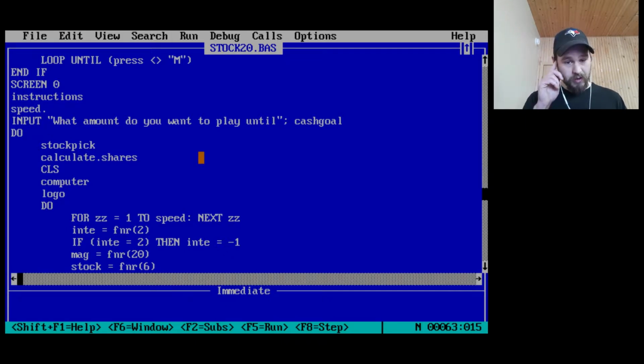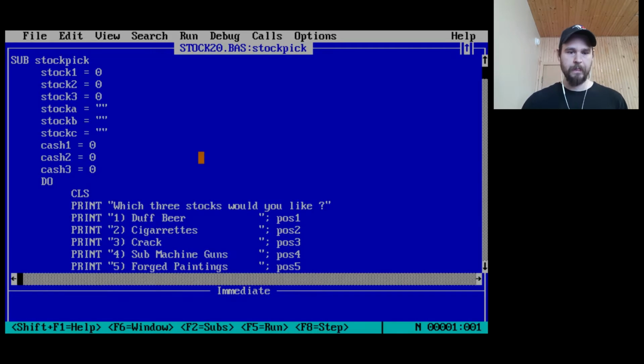Okay, what amount do you want to play until your cash goal? Okay, then in our loop, stock pick. So stock 1, 2, 3, stock ABC are empty strings. I'm assuming that's the name, and then cash 1, 2, 3.